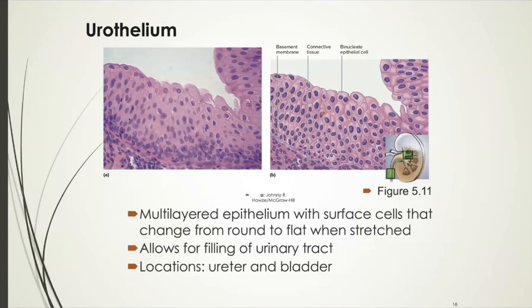Urothelium. So urothelium, that's the one that used to be called transitional epithelium. You are going to find them, they're multi-layered epithelium. They change. That's why they used to call it transitional, but you are going to find them in the urinary tract, very specifically located in the ureter and the bladder.